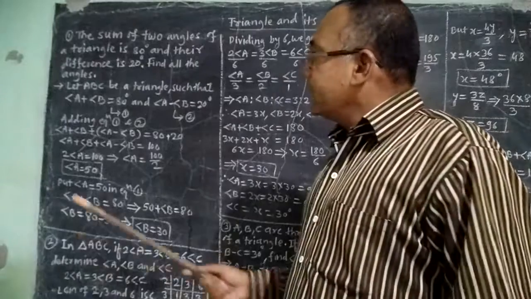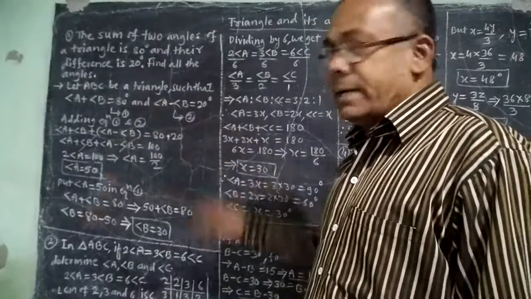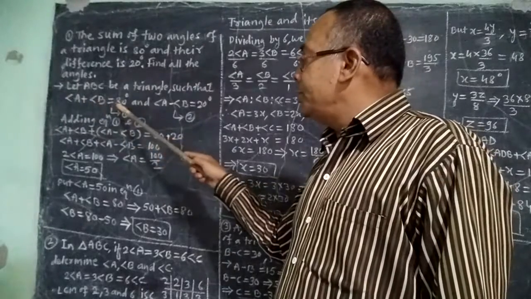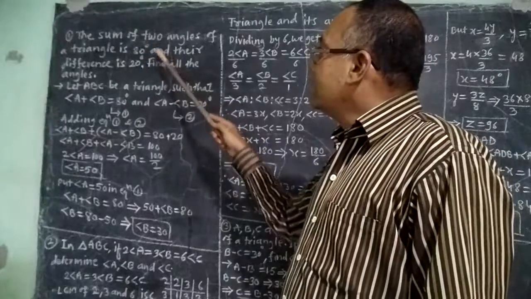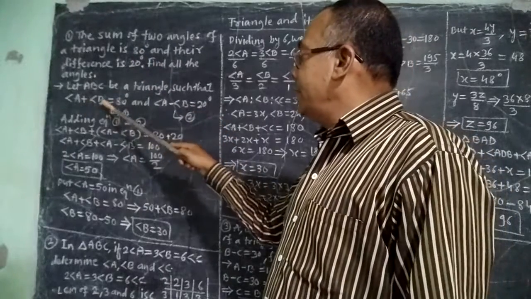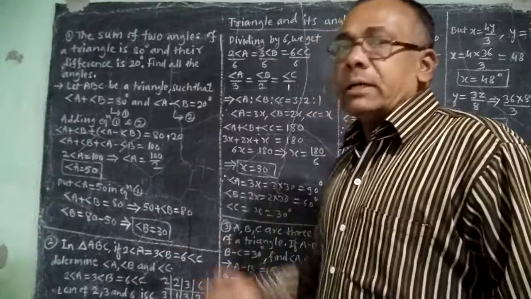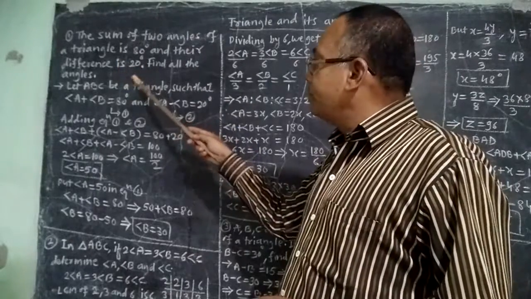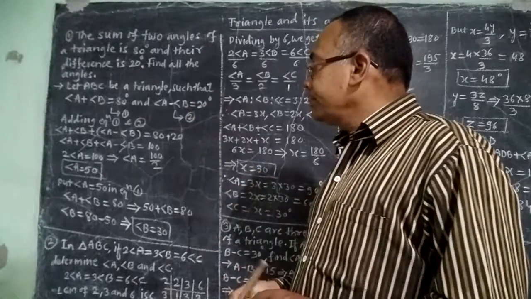So let us solve this example. In this example, let ABC be a triangle such that angle A plus angle B is equal to 80 degrees, and that is equation number 1, because according to our first condition, the sum of the two angles is 80 degrees. The second condition is that their difference, that is angle A minus angle B, is equal to 20 degrees. That is our equation 2.